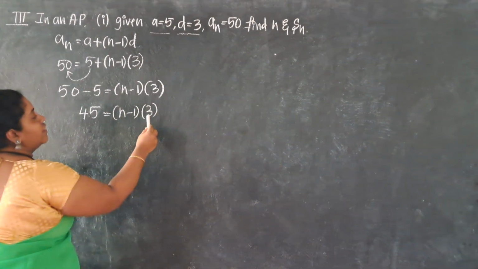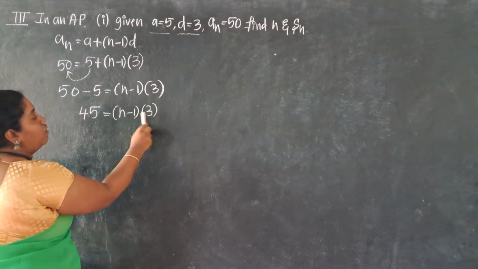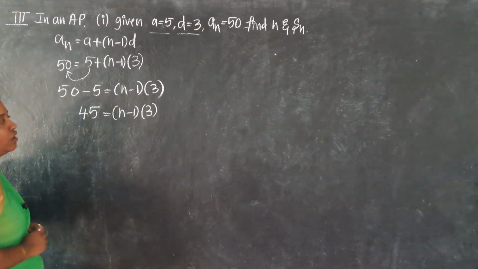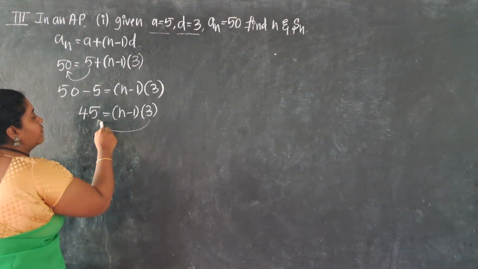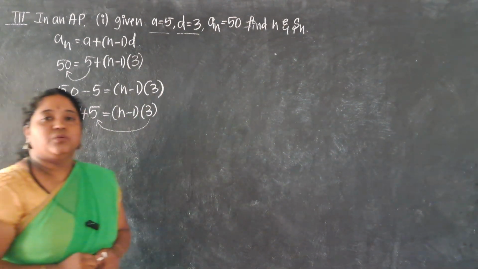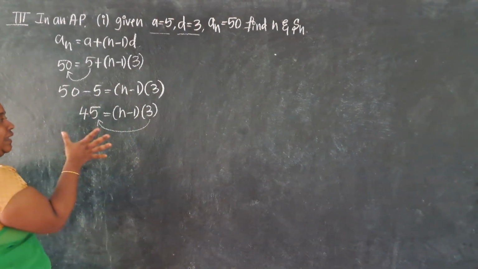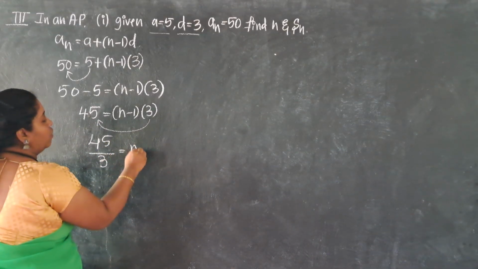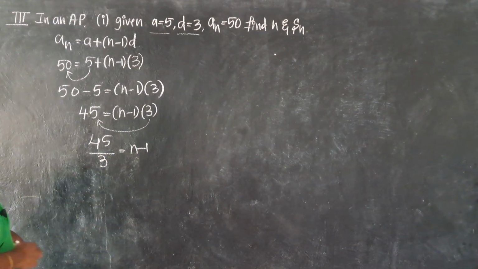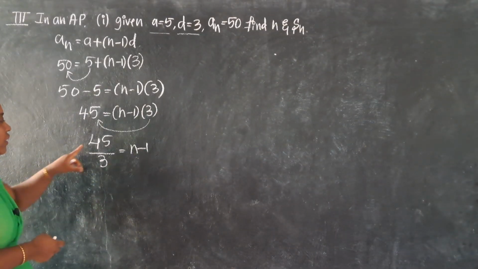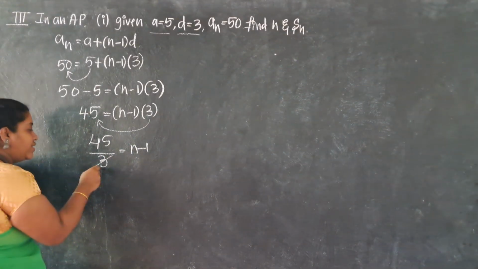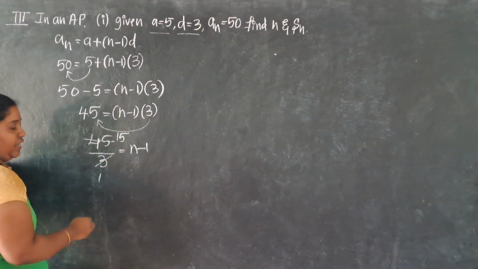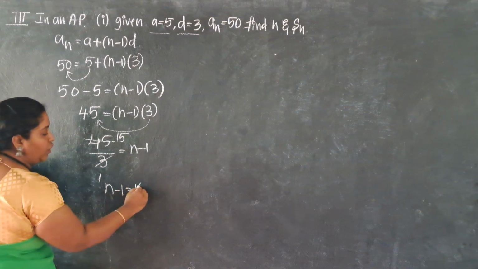Look at the board, dears. So here it is 3. Now this 3 and n minus 1 are combined by the multiplication symbol, so I'll be sending 3 to this side. Multiplication turns to be division. So now my equation turns to be 45 divided by 3 is equal to n minus 1. Quickly comment the answer in the comment section. What is 45 by 3? 3 ones are 3, 1 left, 15, 3 fives are 15. So n minus 1 is equal to 15.